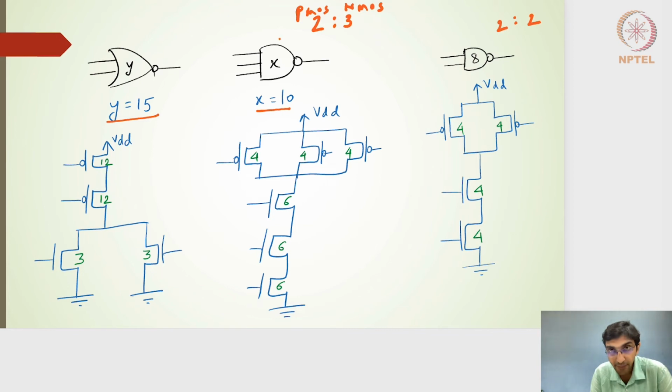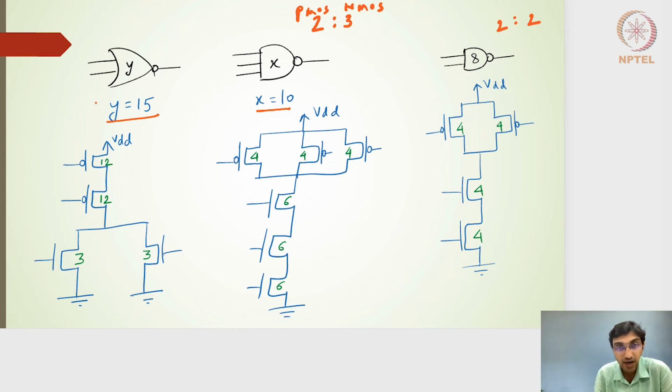will divide it into 5 parts. So 3 by 5 of the X value will go into the NMOS side, and 2 by 5 of the X value will go into the PMOS side. Right? So we will get 4 and 6 on the PMOS and NMOS respectively.